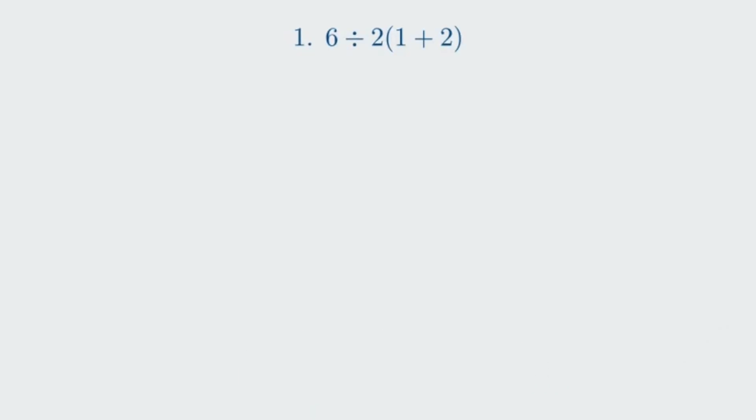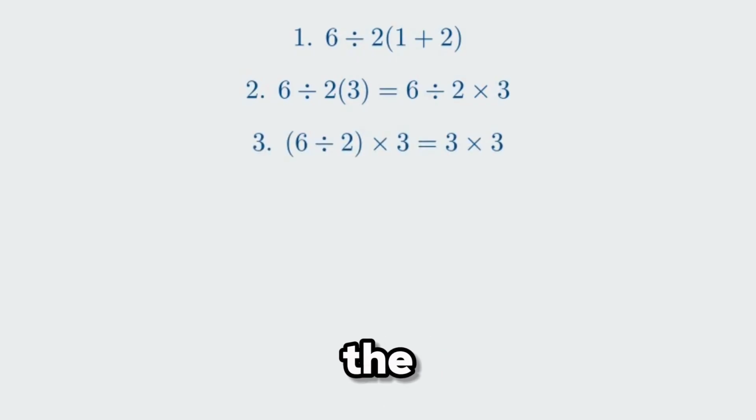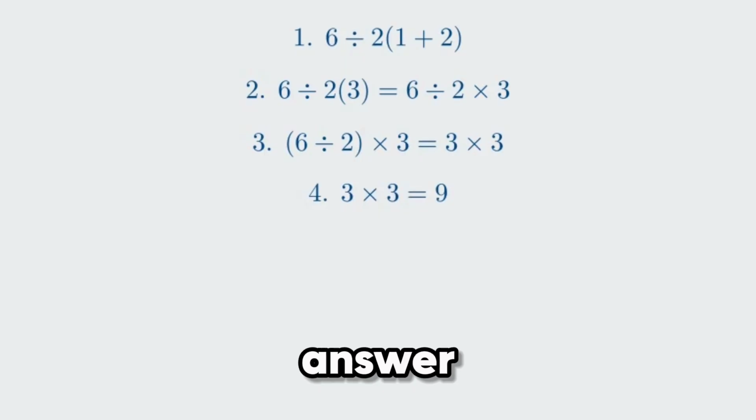Let's quickly recap our steps using the left to right rule. First, the original problem. We solve inside the parentheses. Next, we replace 1 plus 2 with 3. Now, from left to right, we do the division first. Finally, we do the multiplication to get our answer.